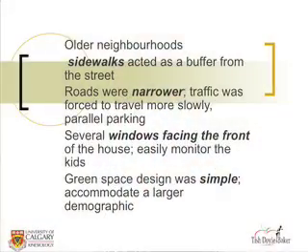So what did we find? We found that if you want your kids to play in your neighborhood, to perceive its playability, you need to have an older neighborhood. There have to be sidewalks that act as a buffer from the street. The roads need to be narrower so that traffic is forced to travel more slowly. And there's parallel parking because that creates a buffer. You need windows facing the front of your house, not the garage, so you can easily monitor your kids. And your green space design needs to be simple so it can accommodate a larger demographic.